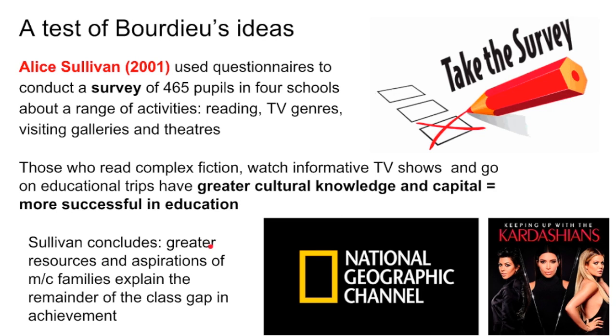She concludes that the greater resources and aspirations of middle-class families explain the remainder of the class gap in achievement, because children brought up with cheaper popular culture such as television and soap operas lacked these advantages, so they tended to achieve poorer qualifications, which resulted in lower paid jobs, making cultural capital unaffordable for their own children.